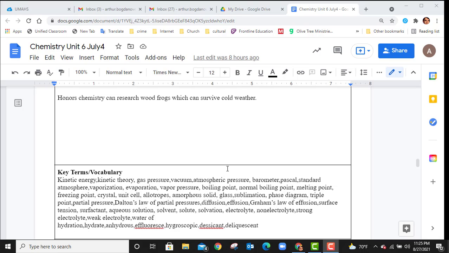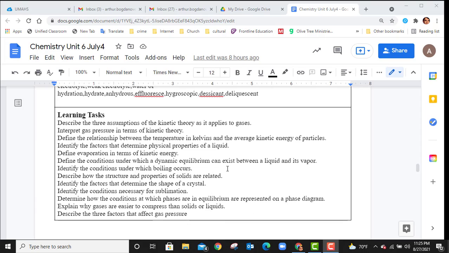Here, for all the sections of the chapters that come under the solutions heading, these you would call the objectives. The outcomes are expressed in terms of student behavior. So you see describe, interpret, define, identify. They're all cognitive skills.